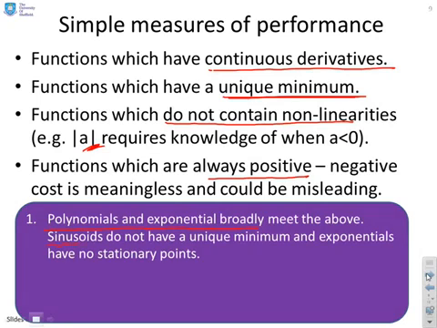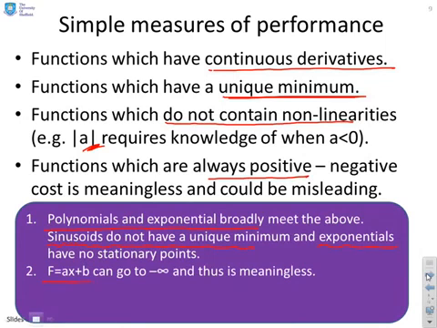Things like sinusoids do not have a unique minimum, so we don't really want to deal with sinusoids because we have a lot of minima then. Exponentials actually have no stationary points, so we might want to exclude them. If you look at polynomials like a straight line, f equals ax plus b, then what you'll find is f can go to minus infinity, and therefore it's not a particularly useful function to have in an optimization. If it can go from minus infinity to plus infinity, where are you going to get your stationary point?